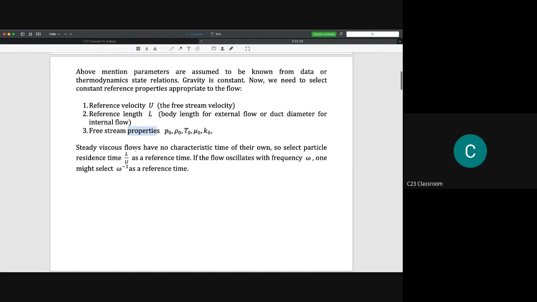A steady viscous flow has no characteristic time of its own. So select particle residence time L over U as a reference time. If the flow oscillates with frequency omega, one might select 1 over omega as a reference time. Okay, so what is this reference? They actually try to pick the major parameters that influence the flow. So first, for sure, is the velocity.